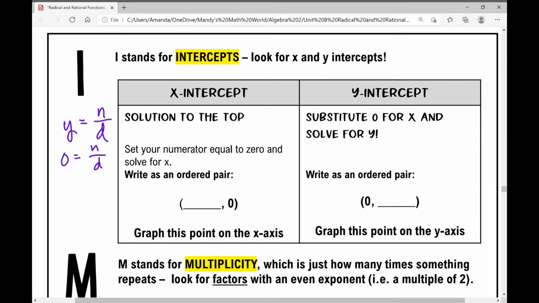How do I solve for x if my x is in my numerator? If I get rid of this, I'm left with 0 equals my numerator. So I'm just going to solve for x in my numerator. So we're going to find the solution to the top, the solution to the numerator. So we'll set our numerator equal to 0, and we'll solve for x. Whatever we get, we'll write it as an ordered pair just like that, and we'll graph it on the x-axis. So your y-intercept is when x is 0. So we're just going to plug in 0 for x, we're going to solve for y, and we're going to write it as an ordered pair.